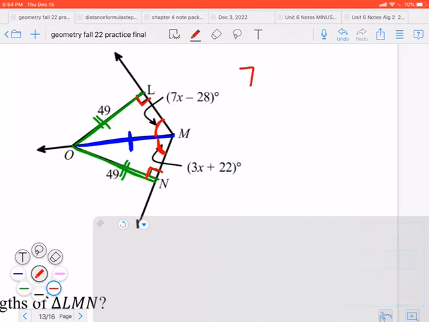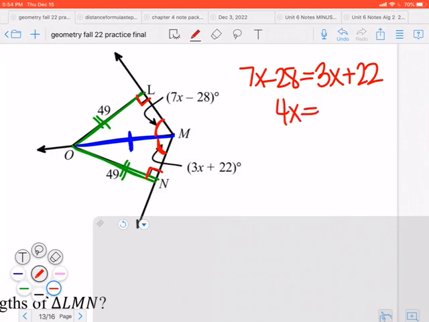So we can write 7x minus 28 is equal to 3x plus 22. I'm going to solve this equation. Subtract 3x from both sides gives us a 4x on the left-hand side. Adding 28 to both sides, 22 plus 28 is 50. And 50 divided by 4 is 12 and a half. And that's the value of x.